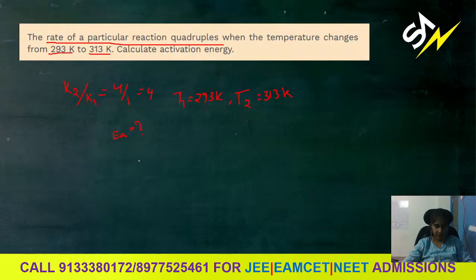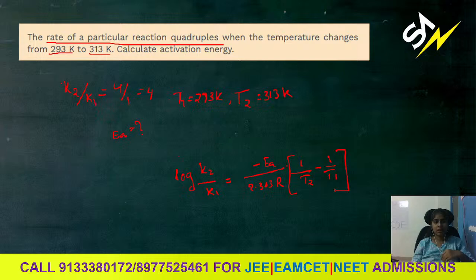Let us see what is happening here. Remember the formula: log of K2 divided by K1 is equal to minus EA by 2.303 R, into 1 by T2 minus 1 by T1. So this is the formula to calculate the activation energy when two different rate constants and two different temperatures are given. So now apply here.